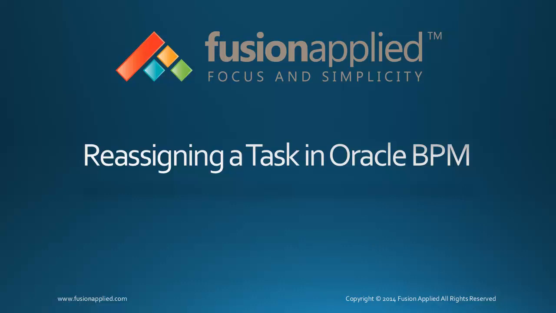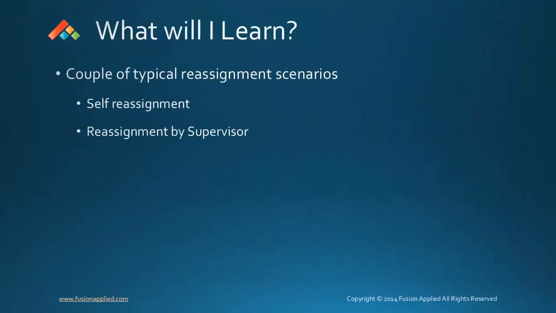Welcome to the lesson on reassigning a task in Oracle BPM. In this lesson, we look at a couple of different reassignment scenarios. I call the first one self-reassignment. This is a scenario where if a person is assigned a task and he decides that somebody else may be better suited to do the task, then he can reassign it to this other person.